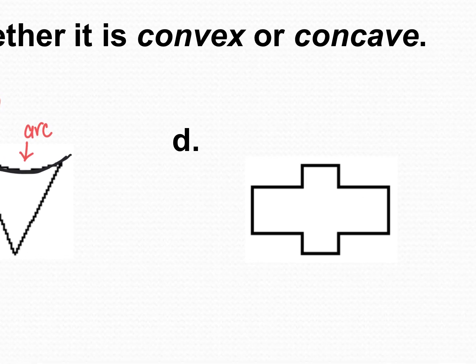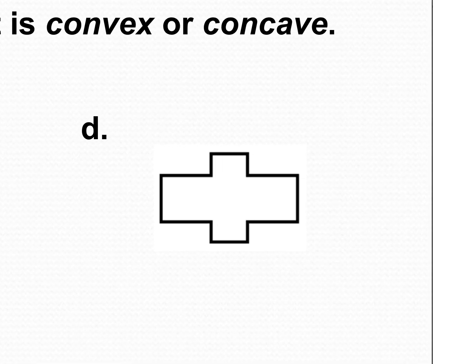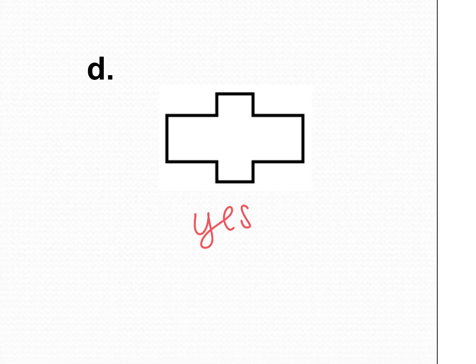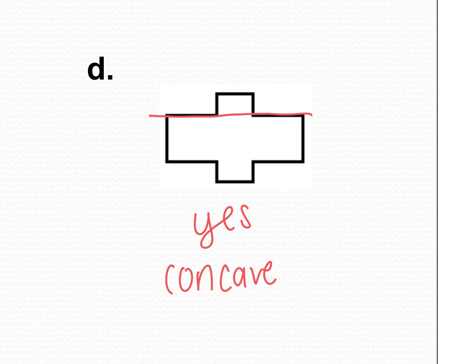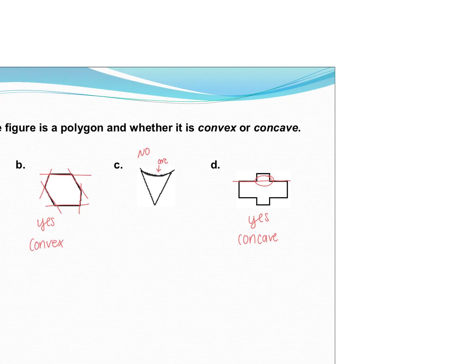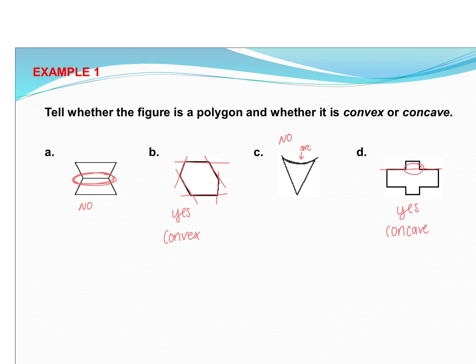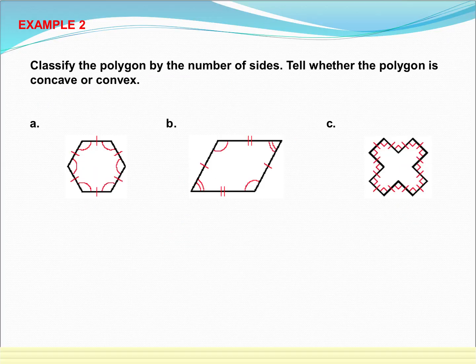All right, and looking at D, is this a polygon? Yes, and is it concave or convex? Good, concave. Again, just drawing one line, we see that it does cave in. All right, questions on these 4? Okay, let's go ahead and go to the next one.